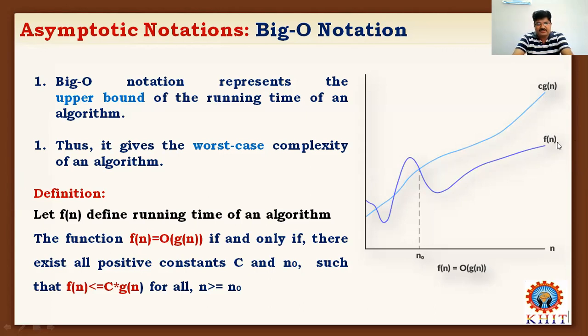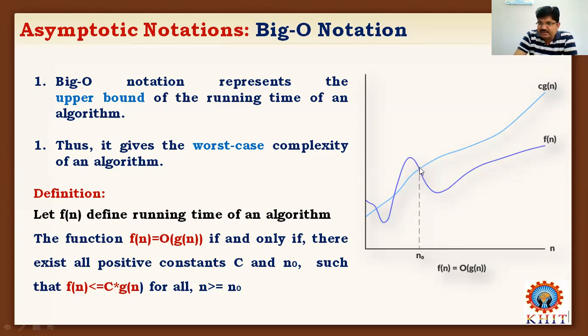So this is the definition of asymptotic notation, big O notation. That means f of n is below, and C into g of n is the upper bound, and it will take worst case time complexity. So, C into g of n is one curve, and the other, thin curve is f of n.